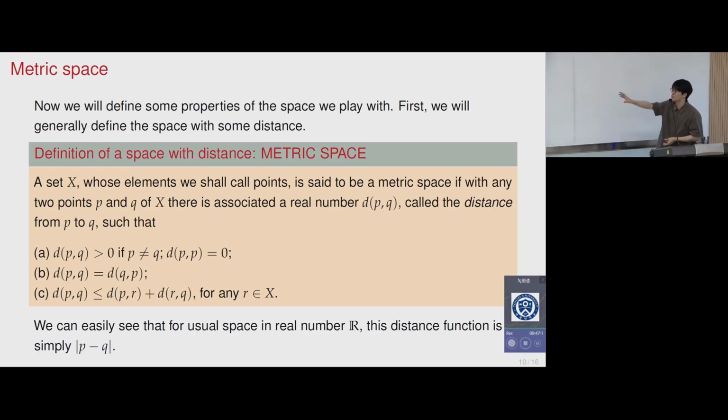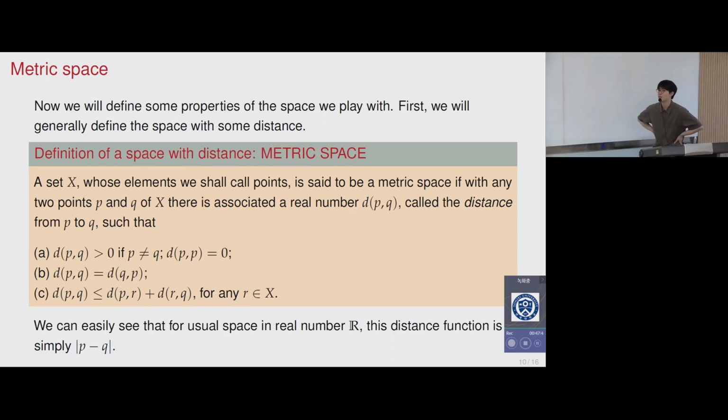For example, we're talking about metric space, right? But actually R is usually a metric space. So don't be too alarmed by this weird word. It's the same thing, we're just making a more general notation to use. So we'll be defining some properties of the space that we're going to play with. To do that, we first have to define a space that has a distance.